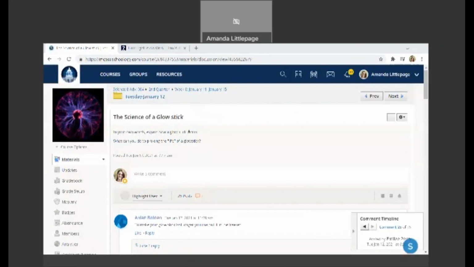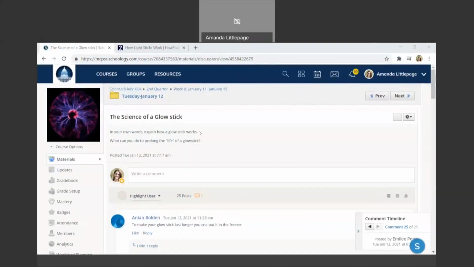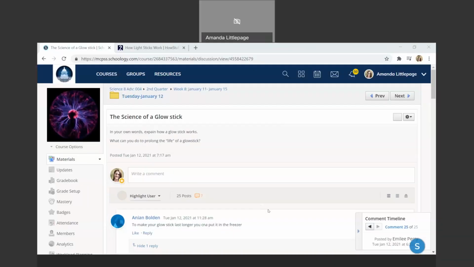So in the video, they discussed how a glow stick is two separate chemicals separated by a glass tube. And when you snap or break it, the two mix. And let me change my sharing screen really quickly. The two mix and combine, and it results in a chemical reaction, and we can see that as a bright or glowing color. They also mentioned that you can prolong the life of a glow stick by sticking it in the freezer.